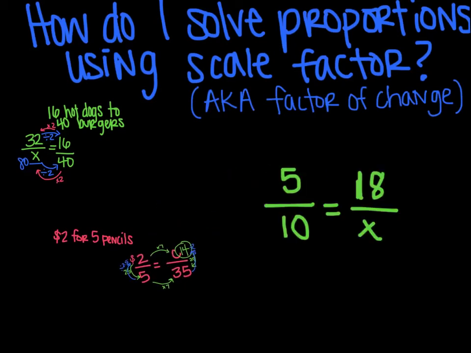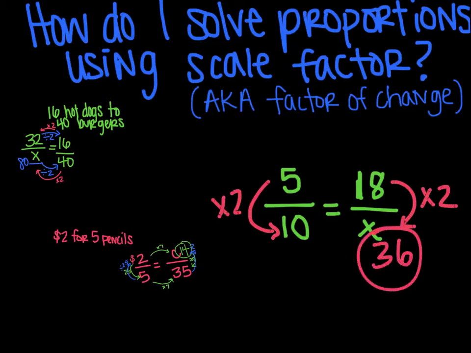Okay, I decided to give you one last one. This is a better example of the vertical scale factor. So here, going from 5 to 10, I know that I'm multiplying by 2. If you go sideways, 5 times what is 18? That's messy. And then, of course, you can't do 10 times x. And so vertically is your better choice. So 5 times 2 is 10. So 18 times 2 is 36. So then x is 36.